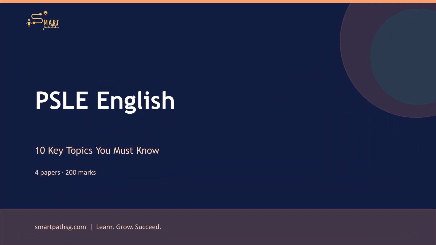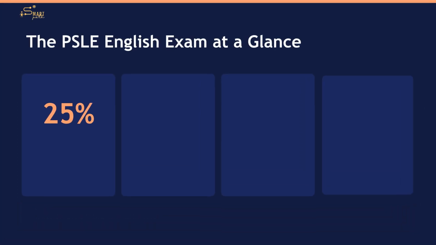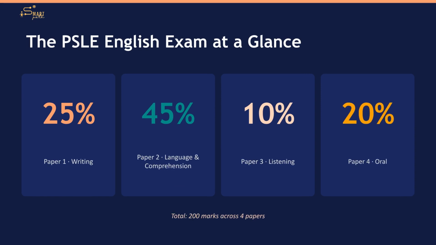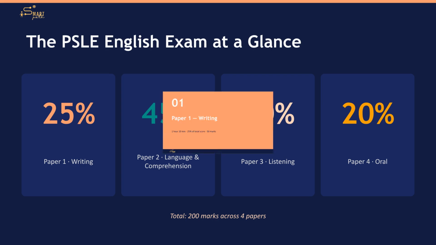Welcome. Today we're walking through all 10 key topics that appear in the PSLE English exam, covering all 4 papers. Knowing what to expect is the first step to a great score. Before we dive in, here's the full picture. Paper 2 carries the most weight at 45%, followed by Paper 1, Writing, at 25%. Papers 3 and 4 account for 30%, so don't neglect your oral and listening practice.